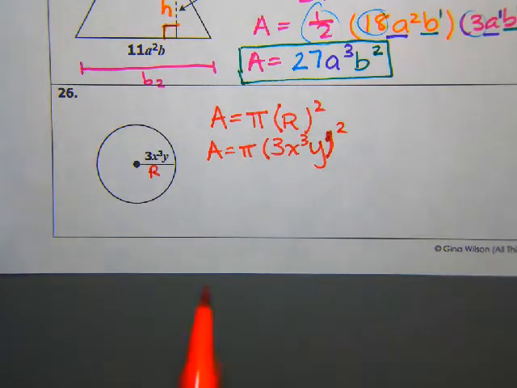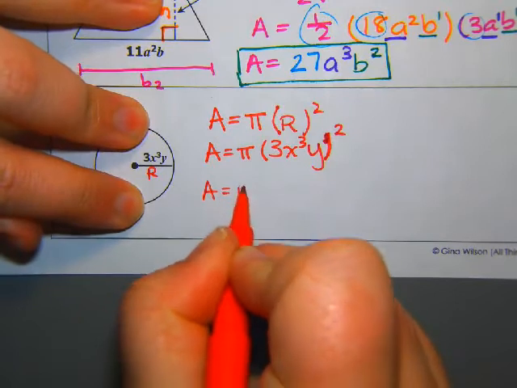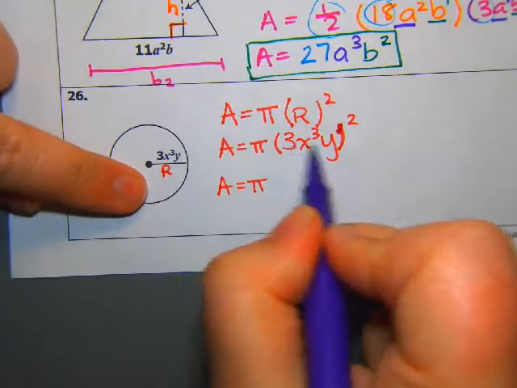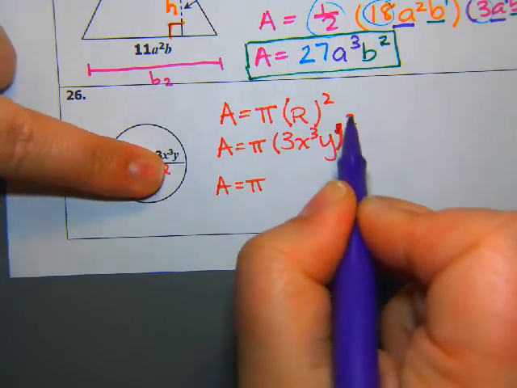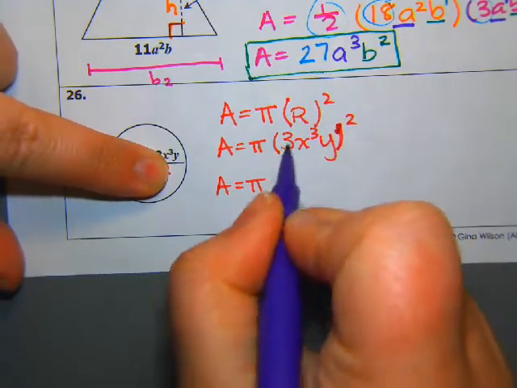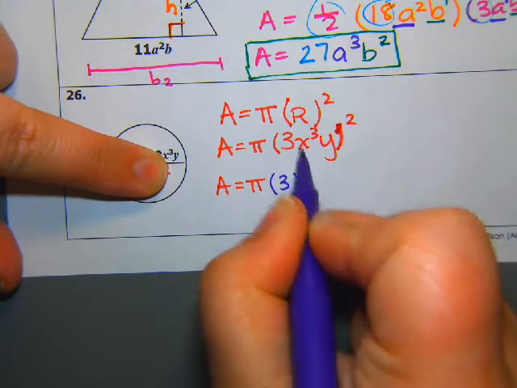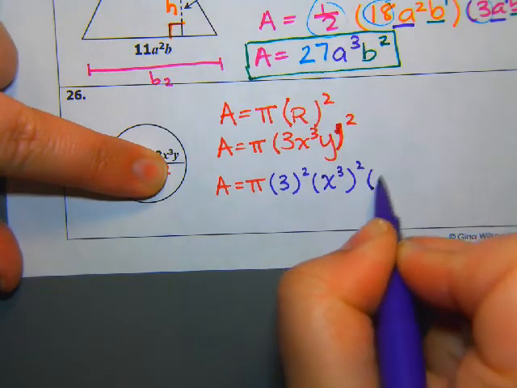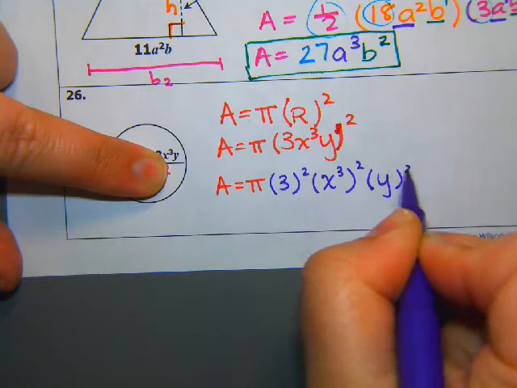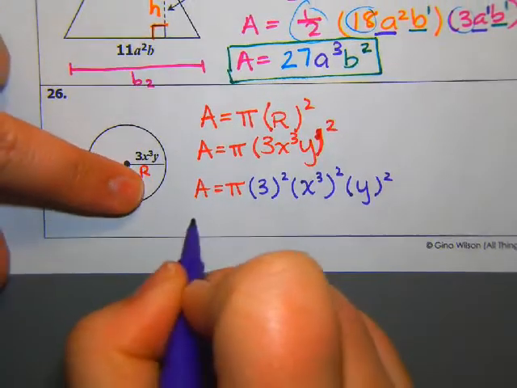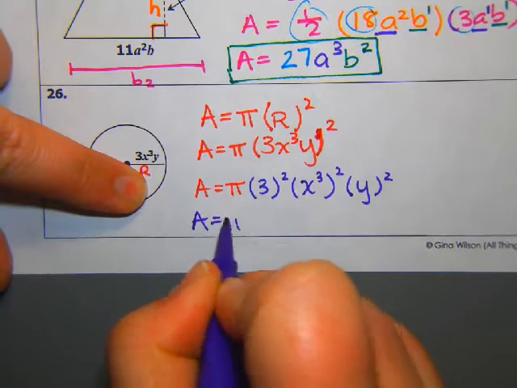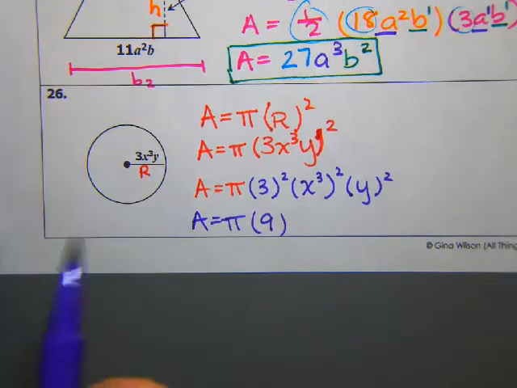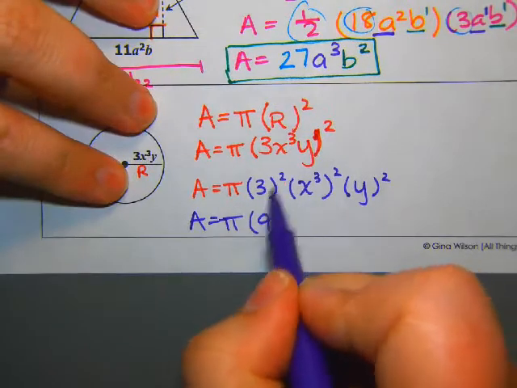And if you remember from the notes from today, the way this works is everything in here is going to have this power applied to it. So we're going to have the 3 squared, the x cubed squared, and the y squared. Okay, so that means we have pi, and then 3 squared is 9. So that's what it means when it says in PEMDAS to do an exponent. I can actually do that exponent.